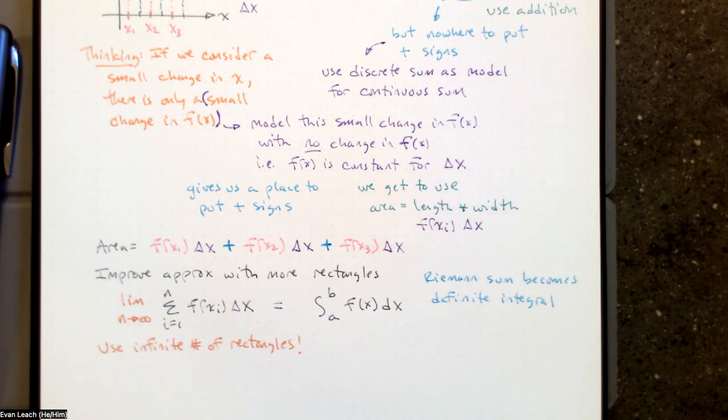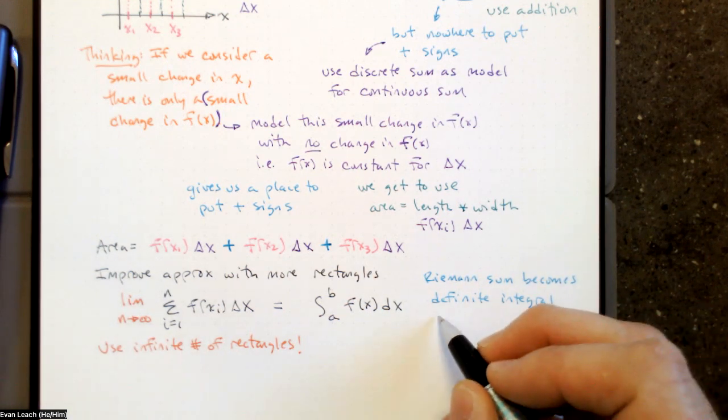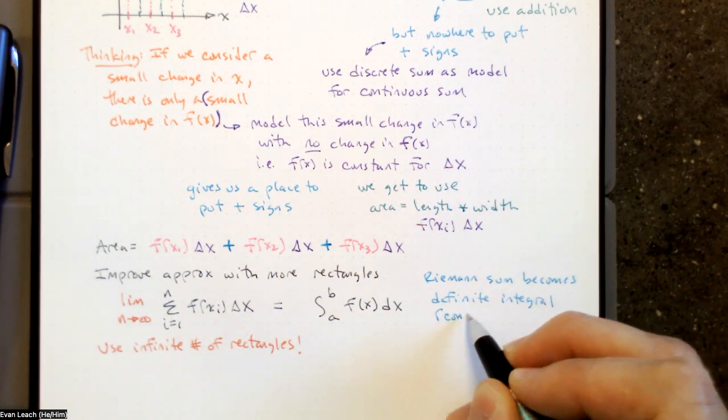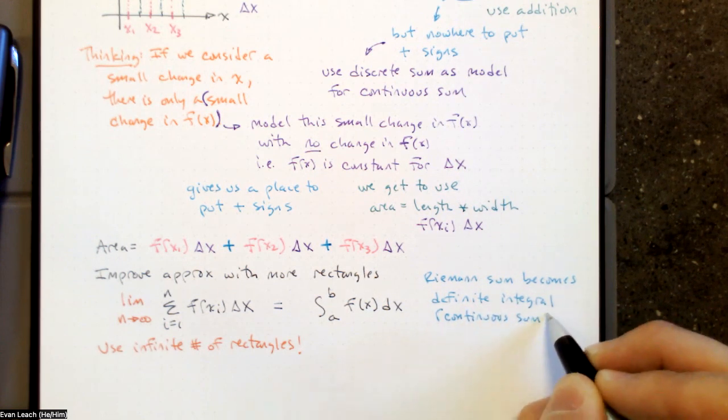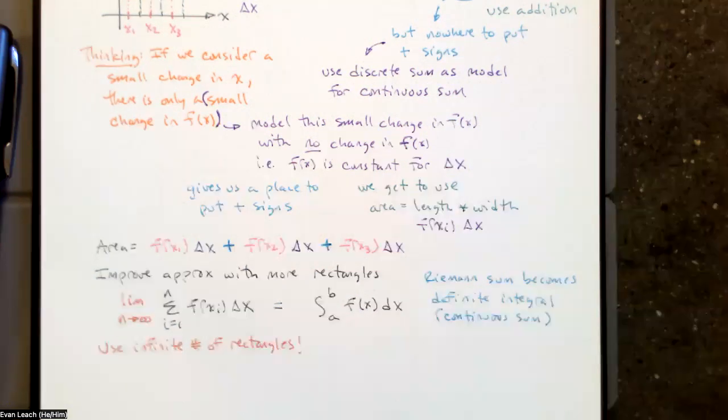Then the next stage, this is where we've gone from the discrete. We do this forever. We end up with a continuous sum. This is our continuous sum. The definite integral is our continuous sum. The Riemann sum, which is a discrete sum, becomes our definite integral, our continuous sum.